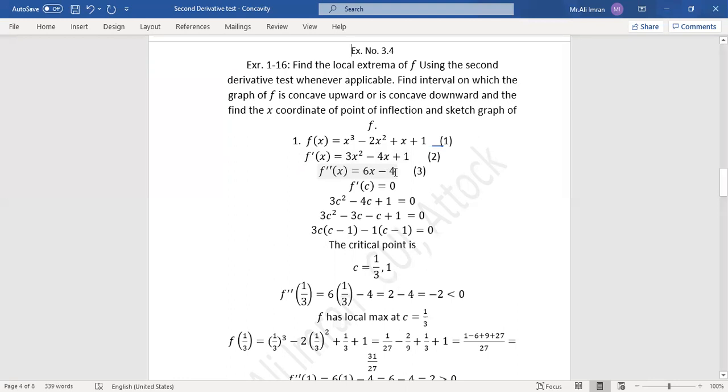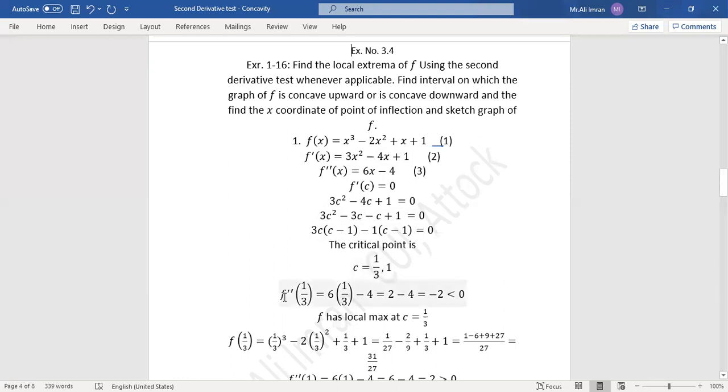In the second derivative test, we have to first find the critical numbers. For the critical numbers, we put f prime of c is equal to 0. We will have 3c square minus 4c plus 1 is equal to 0. We factorize it and simplify it. We will find the values of c: 1 by 3 and 1. Now, in order to find the extrema, we will put these two critical numbers in the second derivative to check whether the function has a local maximum or minimum.